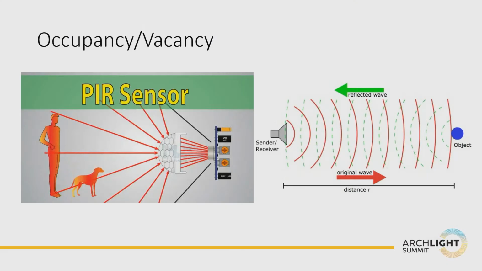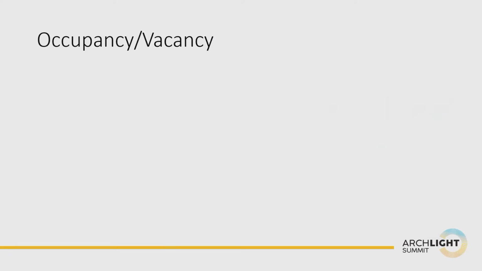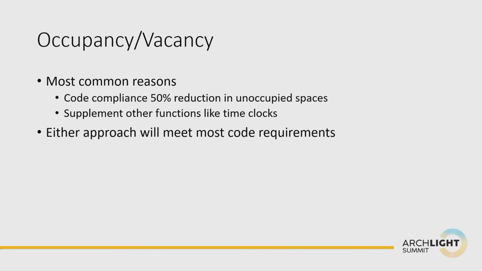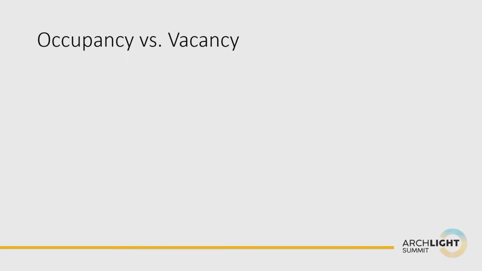All right, so let's talk about the difference between occupancy and vacancy. So occupancy and vacancy are the most common means of control that we find in commercial applications. They provide really easy code compliance. Usually it's 50% reduction in unoccupied areas. And they supplement other functions like time clocks. And either occupancy or vacancy will meet many code requirements. I said most here, that's actually probably not true. Vacancy is the preferred method for most codes. So let's look at the difference.